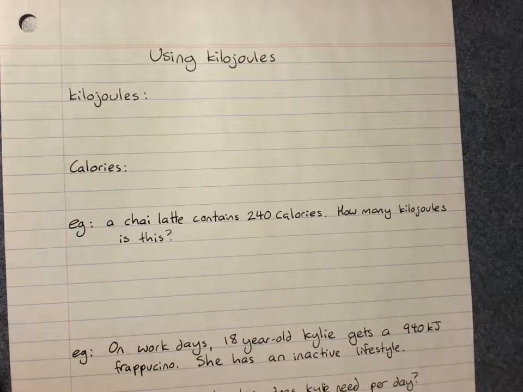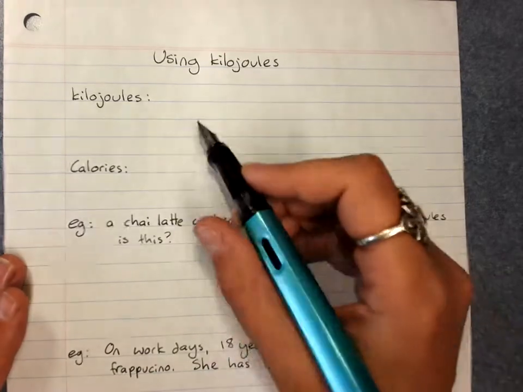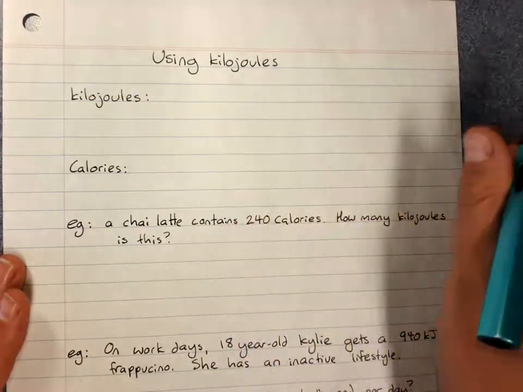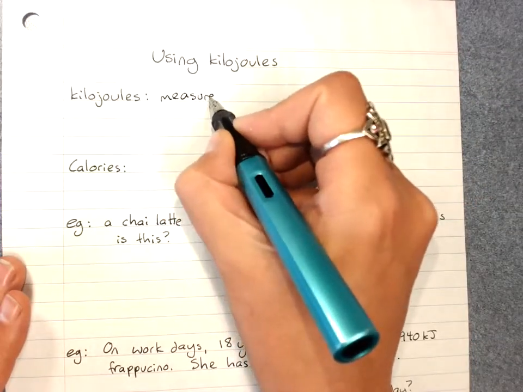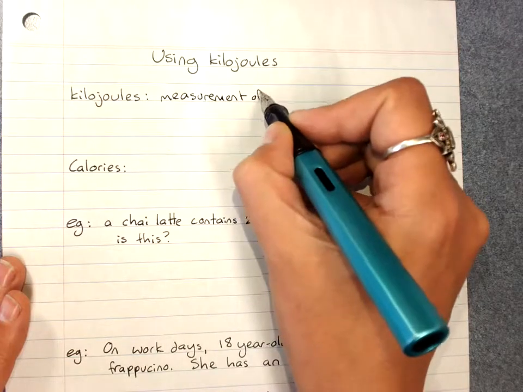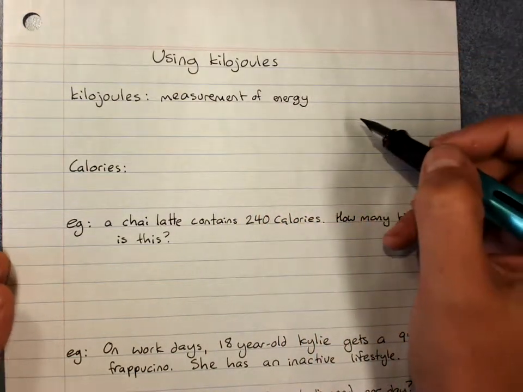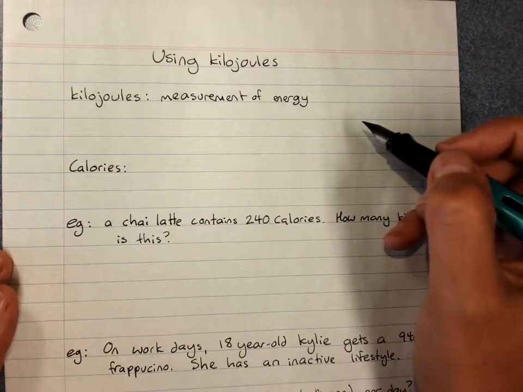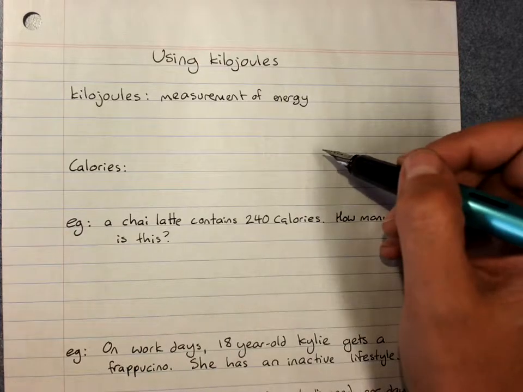Using kilojoules. Kilojoules are a measurement of energy. So when we look at the amount of energy we need in a day or the amount of energy we get from our food, generally that's given in kilojoules. And to give you an idea, you might need between 8,000 and 15,000 kilojoules per day in your diet.